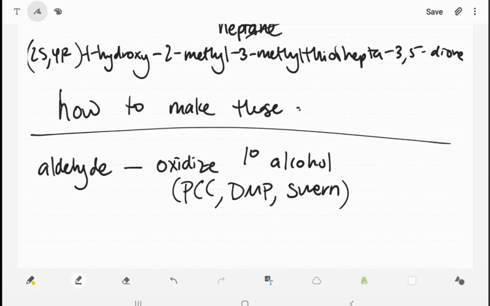So let's see. PCC is pyridinium chlorochromate, if I recall. DMP, Dess-Martin periodinane. And then Swern oxidation uses oxalyl chloride and triethylamine and DMSO. So all of those things can oxidize primary alcohols. You had this on your last exam. You know how to oxidize primary alcohols. So that's how we can do that.